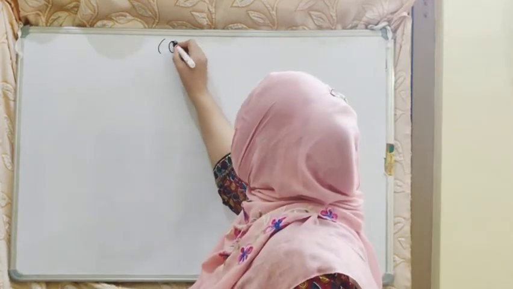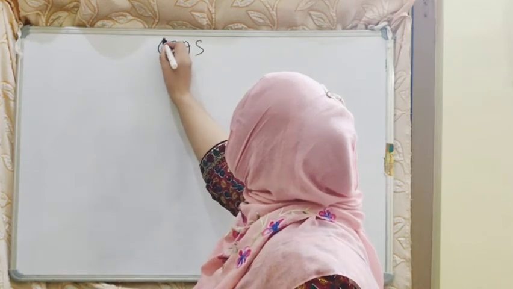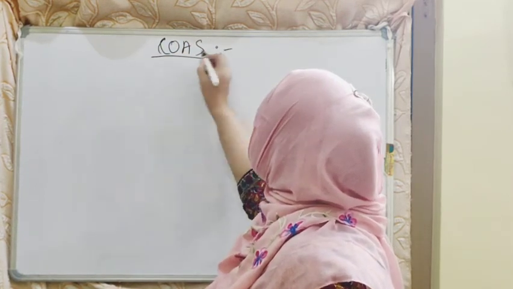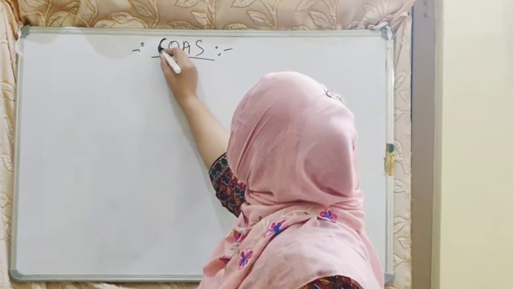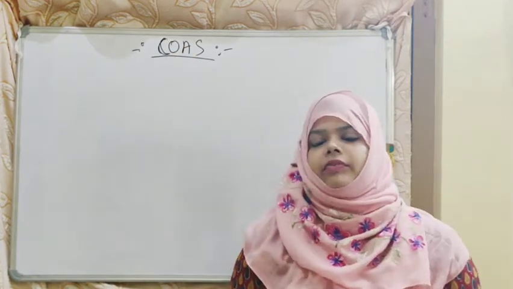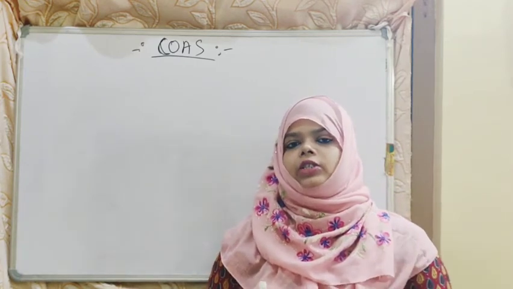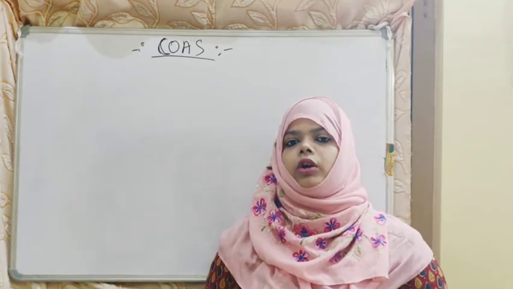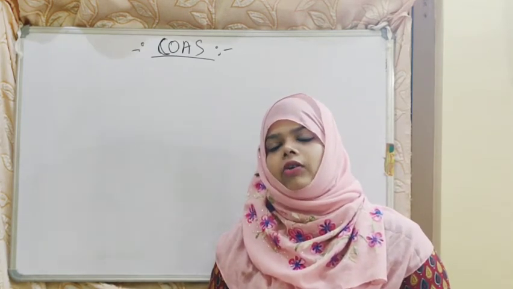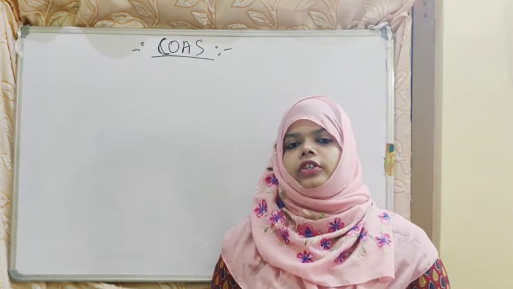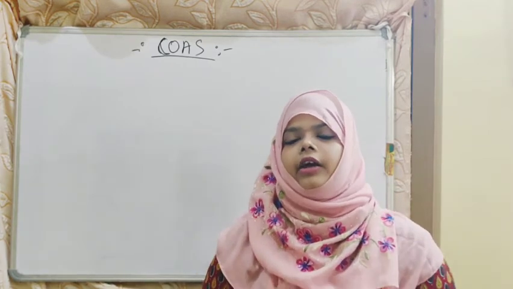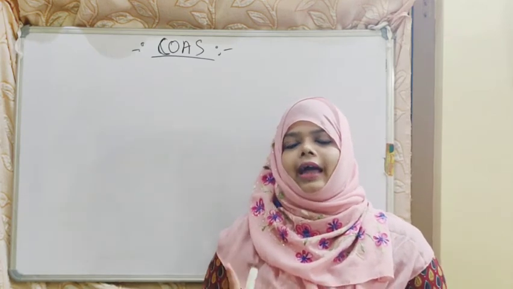Subject of COAS, that is Computer Oriented Accounting System. Now, in the previous class, we already covered two parts of the accounting equation. First, we learned what the accounting equation is. Second, we learned what the transactions affecting the accounting equation are. There are three types of transactions: transactions affecting one element, transactions affecting two elements, and transactions affecting all three elements of the accounting equation.